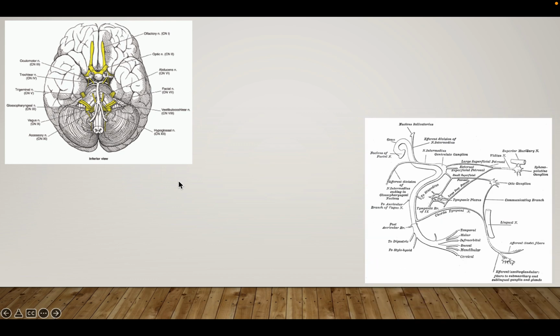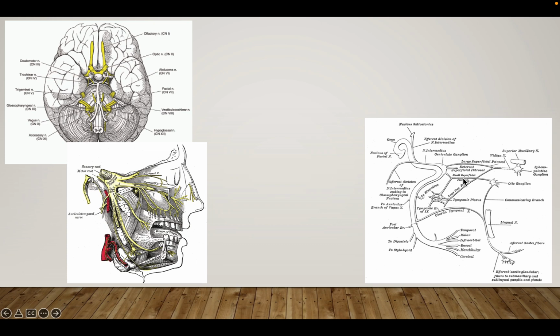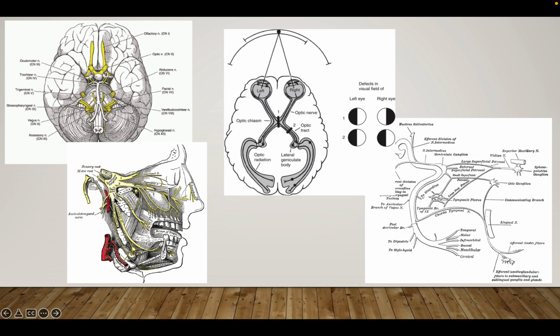We have pathways that look something like this. This is a pathway of our facial nerve, or cranial nerve 7, as it traverses the internal acoustic meatus, and it will go out and give off all these little branches. We have one like this that is representative of the trigeminal nerve with its three main branches, ophthalmic, maxillary, and mandibular. And we have things that look like this with the pathways of our optic nerve, or cranial nerve 2.